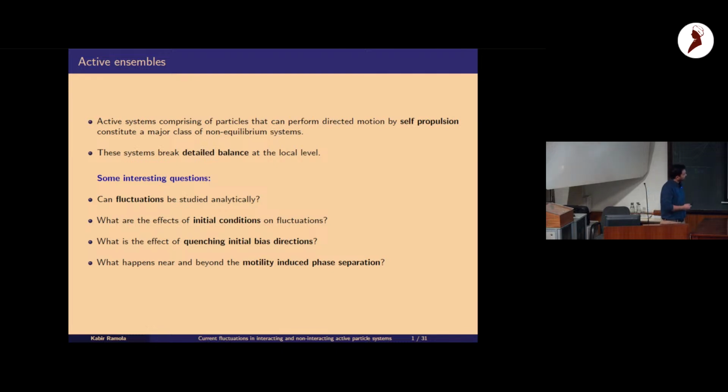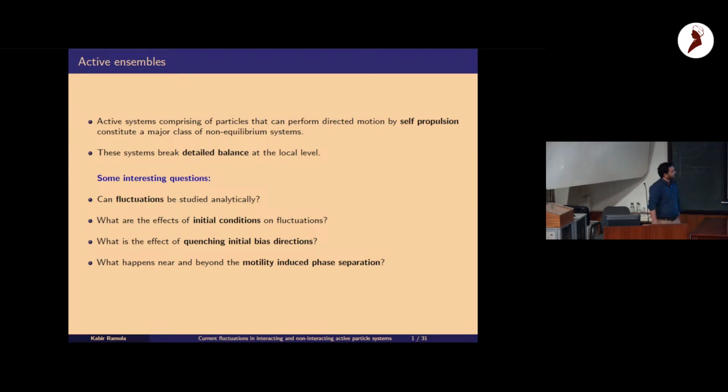And so some interesting questions that we would like to study are, can fluctuations in such systems be studied analytically? What are the effects of initial conditions on the fluctuations in active particle systems? And one particular question that I will be focusing on today is what happens if you quench the initial bias directions of such systems? Does it lead to some different kinds of fluctuations? This is very similar to the question that Anupam was just talking about, where he quenched the initial directions of half the particles in his model.